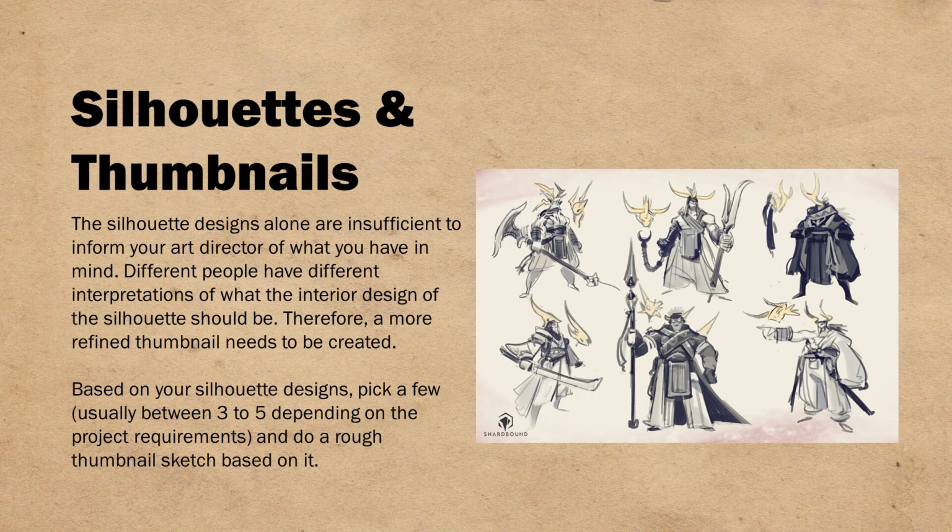The silhouette designs alone are insufficient to inform your art director of what you have in mind. Different people have different interpretations of what the interior design of the silhouette should be. Therefore, a more refined thumbnail needs to be created. Based on your silhouette designs, pick a few, usually between 3 to 5 depending on the project requirements, and do a rough thumbnail sketch based on it.